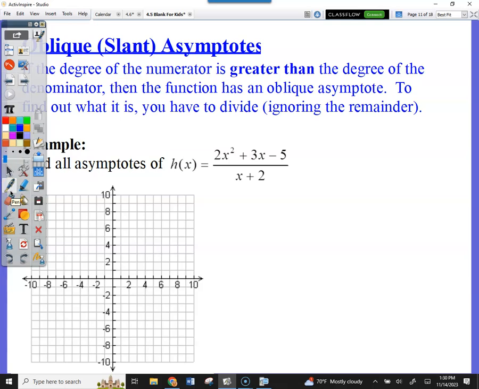Save the best for last. Y'all remember long division? Remember me saying you have to know how to do long division? Enter slant asymptotes. Good news though, you don't have to finish the whole problem. All we care about is what's on the top. We don't care about the remainder. We don't care about finishing it all the way through.